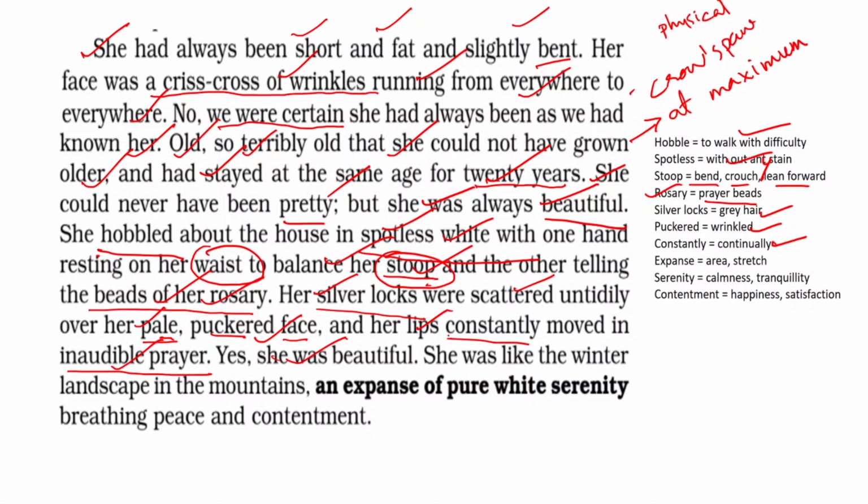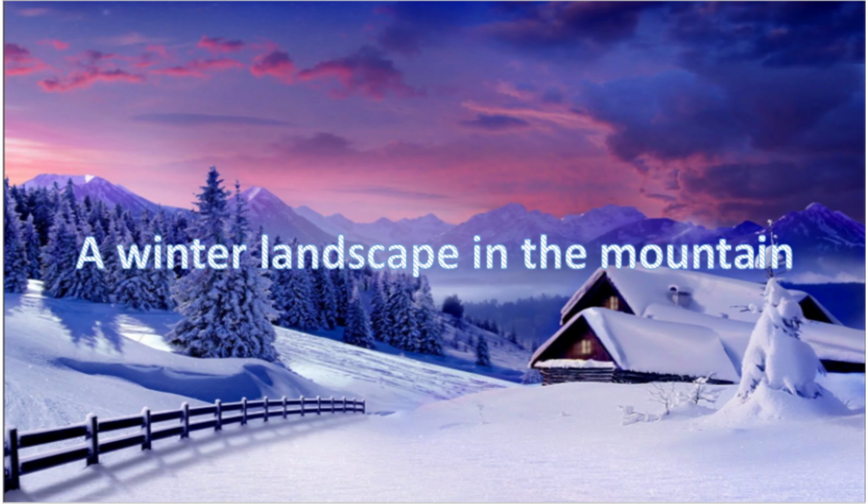Yes, she was beautiful. She was like the winter landscape in the mountains. Once again, Khushwant Singh says that yes, she was beautiful. No other way he can explain her. She was a beautiful woman. She was like the winter landscape. Then he compares the grandma with the winter landscape in the mountains, an expanse of pure white serenity. What is a winter landscape? A winter landscape is an expanse of pure white serenity.